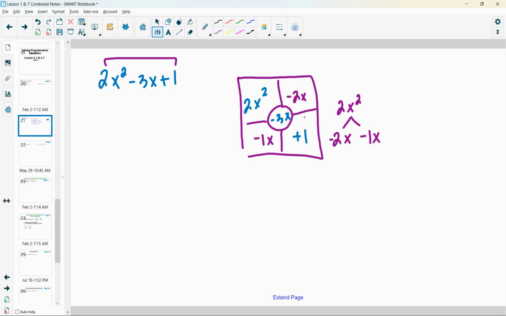Then you take a common factor out of this top. So what do they both divide by? Well, they both divide by a 2 and an x. And then you can just fill in the blank spaces. So 2x times 1x will give us 2x squared. And 2x times negative 1 will give us negative 2x. 1x times negative 1 will give us that negative 1x there. And then I always multiply the last numbers together to make sure that they equal that last box too. So negative 1 times negative 1 gives us positive 1. So this expression factors to 2x minus 1 times x minus 1.